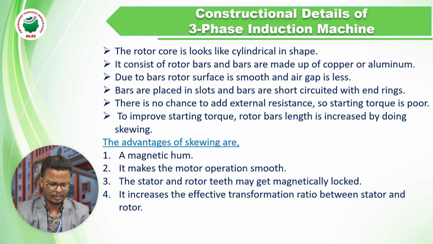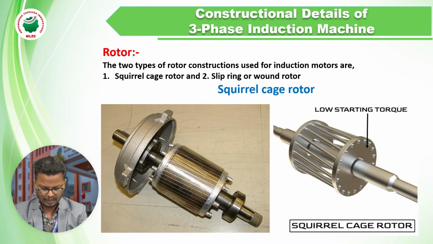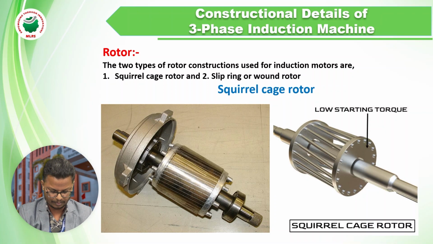If you observe here, we have real-time pictures. These are the end rings, and in between the end rings we have the bars. If the core is removed, as in the figure beside it, it looks like a cage.